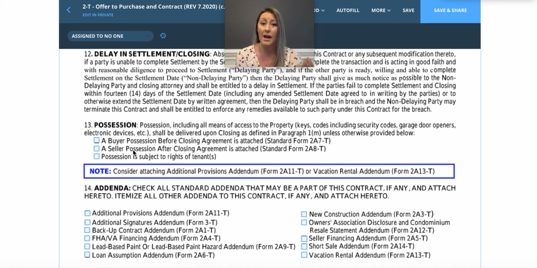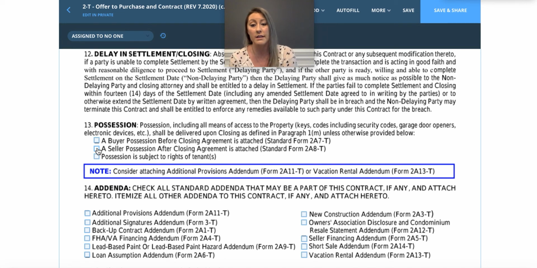A seller possession after closing. Maybe the seller, this is happening a lot right now. I know this is on a lot of contracts where the sellers' house is on the market for 3 days. They sell it and they are in the same position as everyone else now. They have to go find a house to live in. And they know that they're not going to find one in a month because the market's insane right now. So they're going to still be in the house after closing. So this would be an instance where you would check that box.